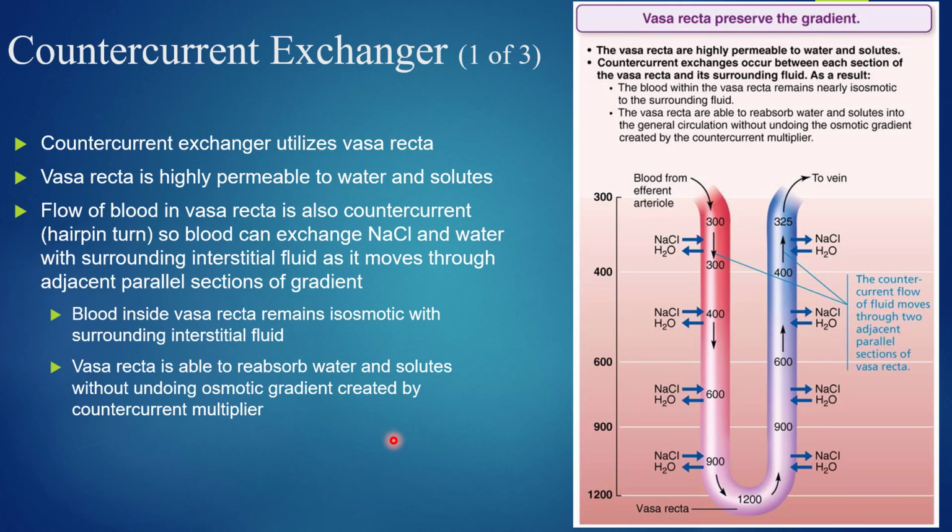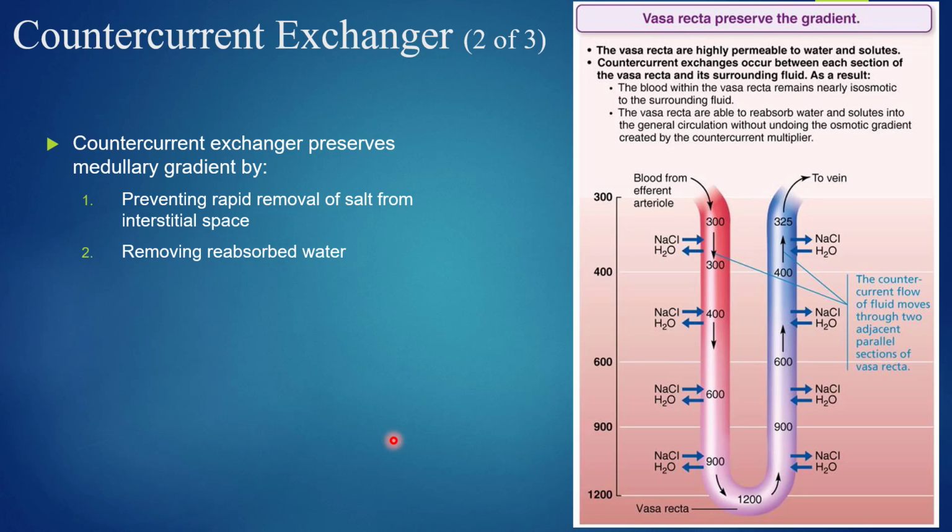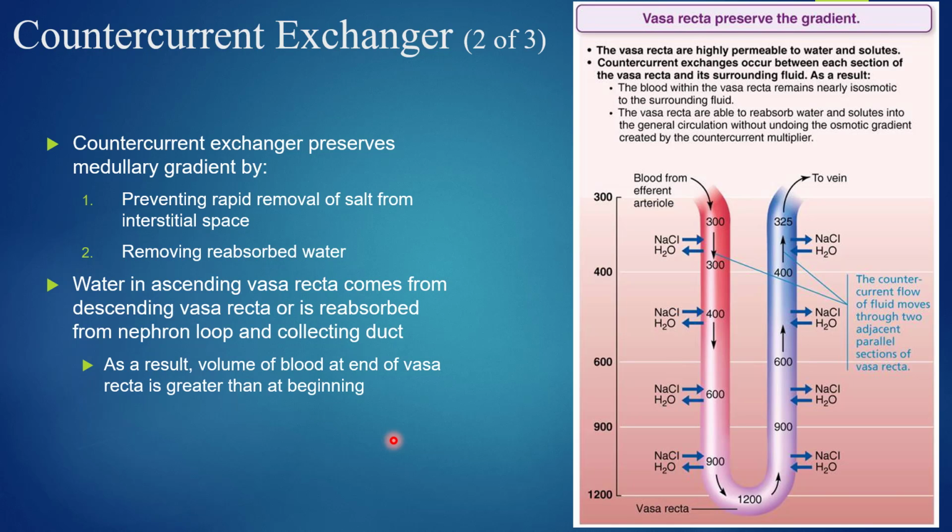Okay, so a countercurrent exchanger preserves the medullary gradient by preventing rapid removal of water from the interstitial space, and pretty much removing also reabsorbed water. Water in the ascending. This is not the vasa recta. This is actually the vasa recta. Water in the ascending vasa recta comes from the descending vasa recta or is reabsorbed from the nephron loop and collecting duct. And then as a result, the volume of the blood at the end of the vasa recta is greater than at the beginning.